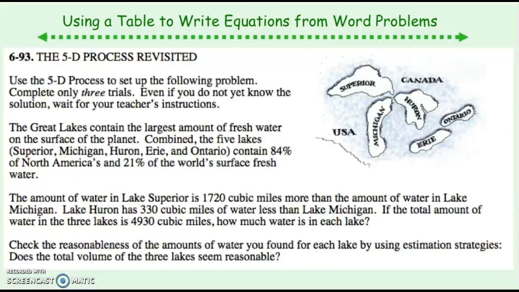surface fresh water. The amount of water in Lake Superior is 1,720 cubic miles more than the amount of water in Lake Michigan. Lake Huron has 330 cubic miles of water less than Lake Michigan. If the total amount of water in the 3 lakes is 4,930 cubic miles, how much water is in each lake? Check the reasonableness of the amounts of water you found for each lake by using estimation strategies. Does the total volume of the 3 lakes seem reasonable?